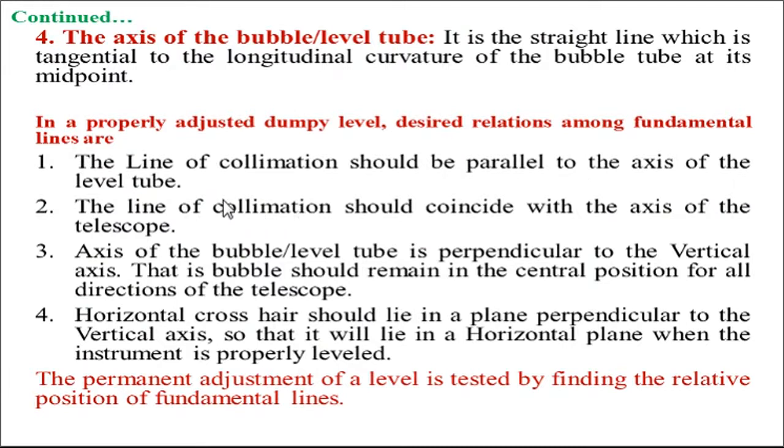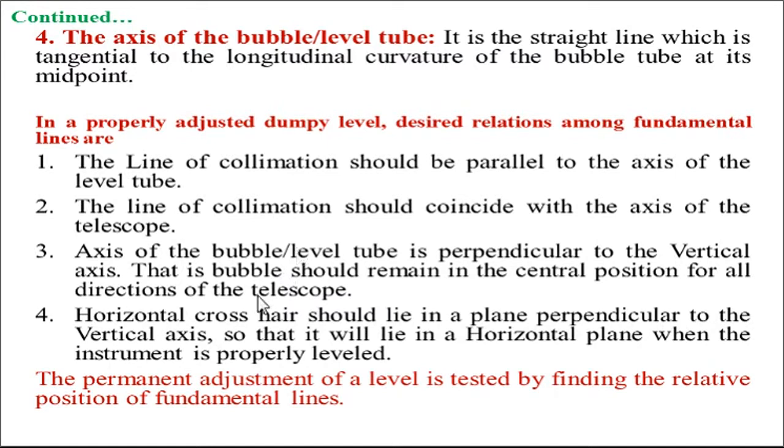Then second relation, the line of collimation should coincide with the axis of the telescope. Is it not? Axis of the telescope and the line of collimation are passing through the center of the eyepiece and the center of the objective. So these two lines should coincide if the instrument is in perfect adjustment.